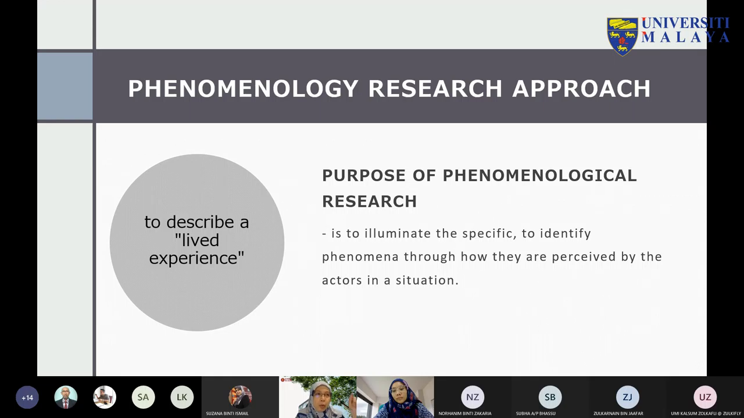We move to the phenomenology research approach, to describe a life experience. Recap: what was it earlier? Case study, to study a real life context.